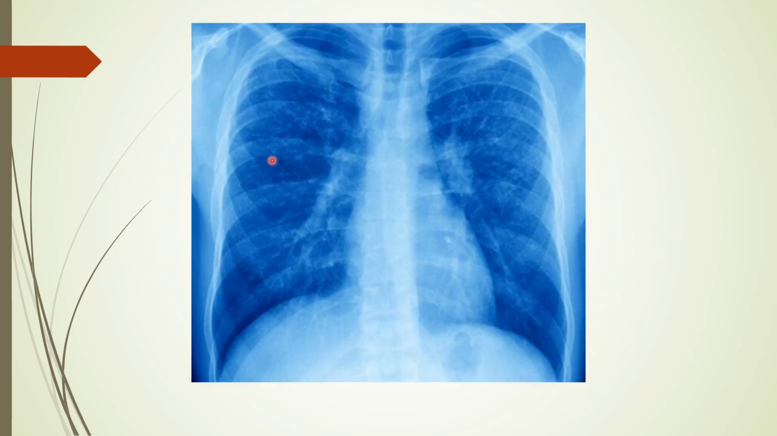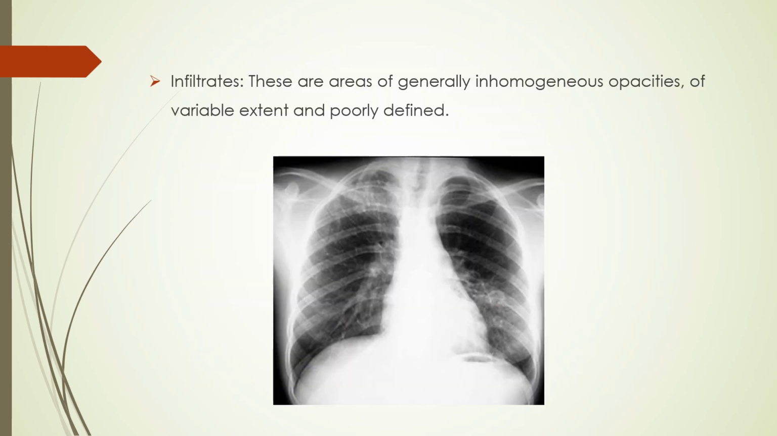As we can see here, we have some nodules in the upper parts of the two lungs, and they are confluent, one next to the others. The second sign is what we call infiltrates. These are areas of inhomogeneous opacities of variable extent and poorly defined. As we can see here, we have an opacity from the hilum to the upper part of the lung. If we compare it to the other lung, here we have nothing, and here we have this opacity. That's what we call infiltrate.